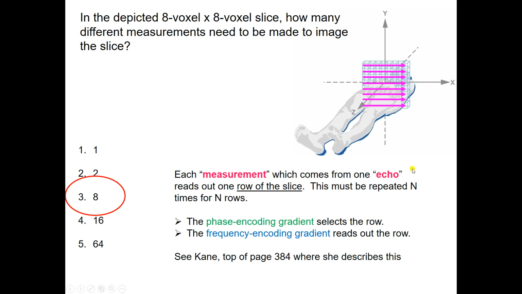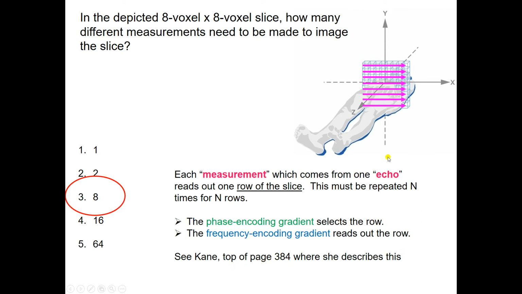And what we're going to see in today's lecture is there's a couple different gradients. This is one of the key ideas. The axial gradient will tell you which slice through the body you're taking. The phase encode gradient will select which row you're reading out, and the frequency encode gradient will actually read out the row. So three magnetic field gradients, axial, phase encode, and frequency, to make a 3D measurement. Please read Kane, top of page 384, where she completely describes this.